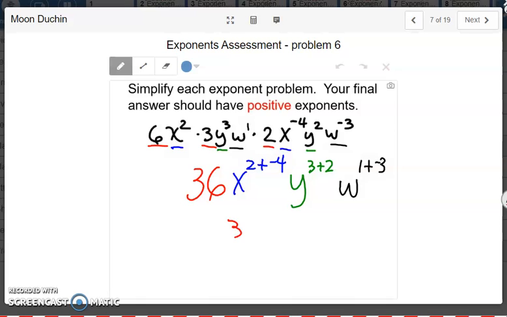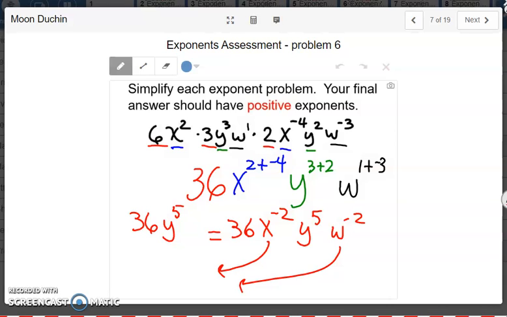So we have 36. The exponent on the x will be -2 when you add them. The exponent on the y is 5, and the exponent on the w is -2, 1 plus -3. So for the final answer, the 36 and the y stay in the numerator. The x and the w move to the denominator since the exponents are negative. And when we move to the denominator, they become their opposites or positive. So 36y to the 5th over x squared w squared.